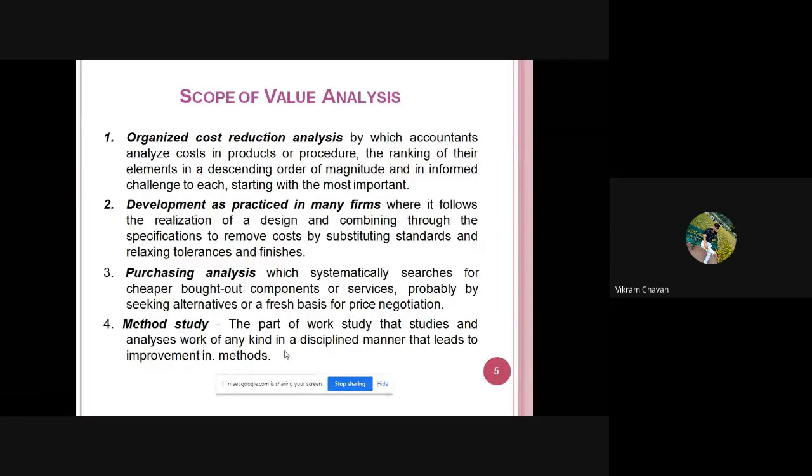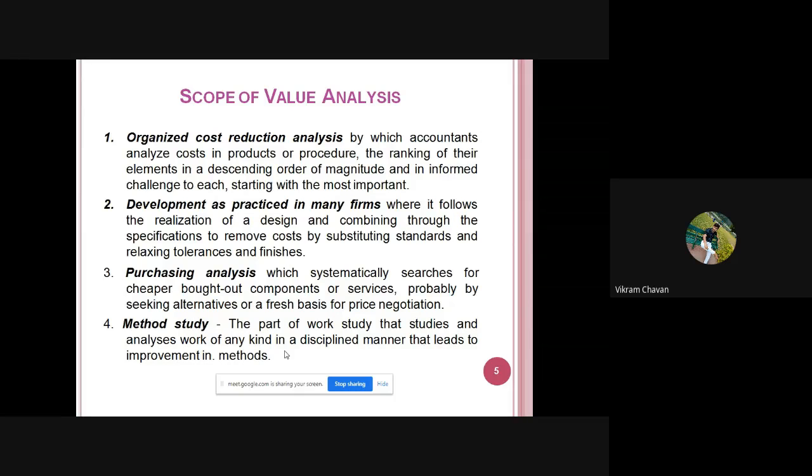Okay, so in the last lecture, we discussed the 10 principles of value engineering. These 10 principles are nothing but the guideline for the task performer, the engineer who is performing the value analysis. Next, we discussed the scope of value analysis. We discussed that it is a kind of cost reduction process. Value analysis is the cost reduction process and improvement of the functionality of the product.